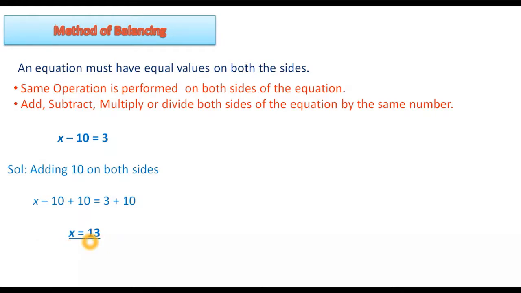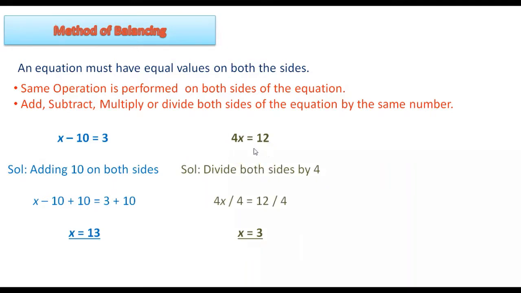And see, the trial and error method was a long method. You need to substitute values till your left hand side is equal to the right hand side. But here you don't need to substitute different values. You will easily get the value of the variable. Okay, let's look at another example.